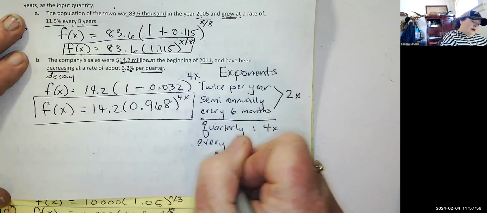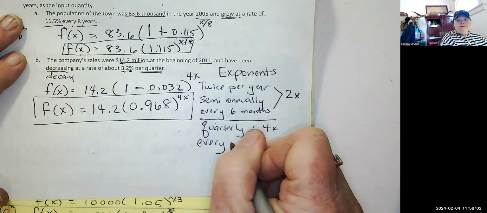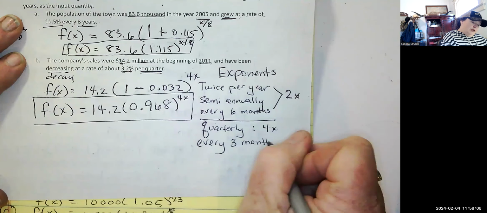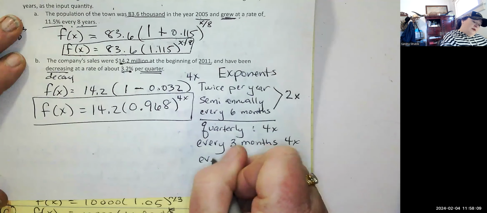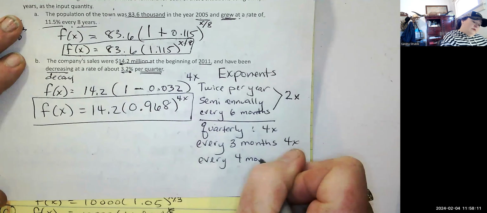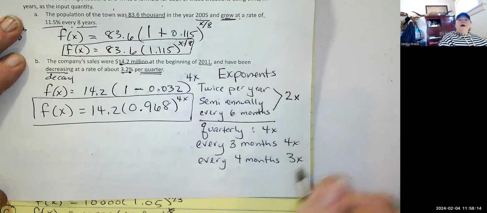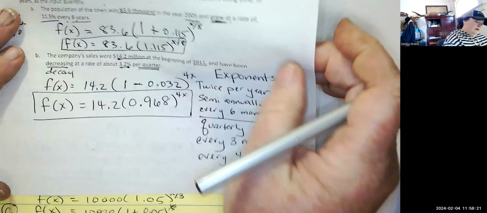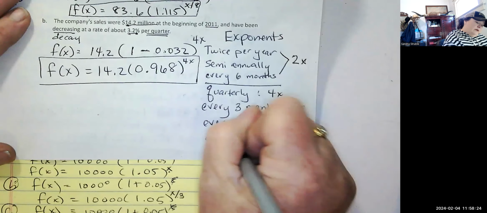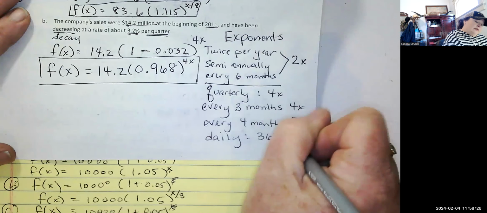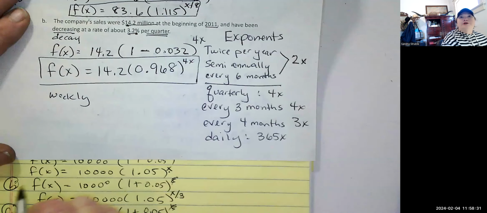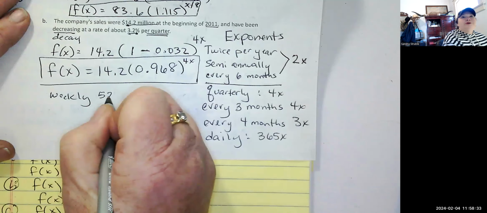Every, what can we say here? Every 3 months. That too would be quarterly. Every 4 months. That would be 3x. I don't think there's anything else we could think of. Daily? What if it was daily? It would be 365x. Weekly, because I haven't shown my useful conversions, that would be 52x.